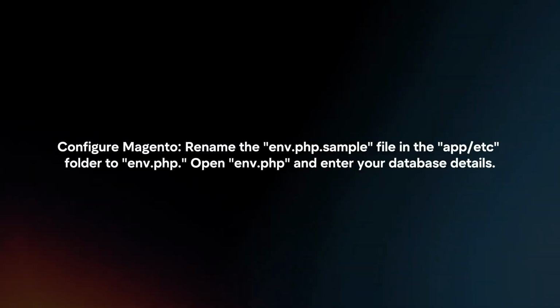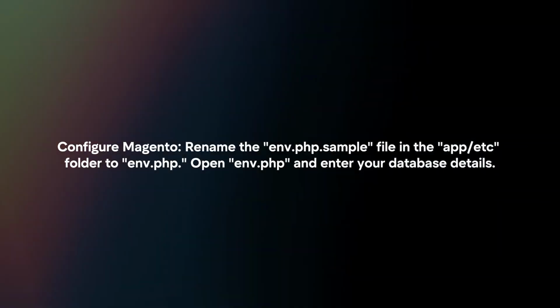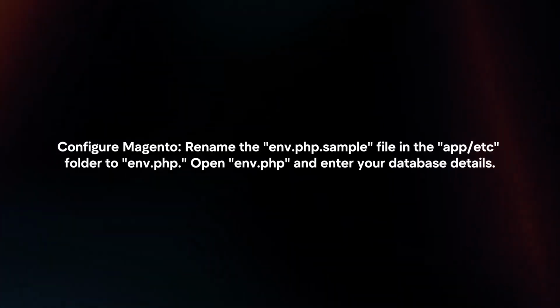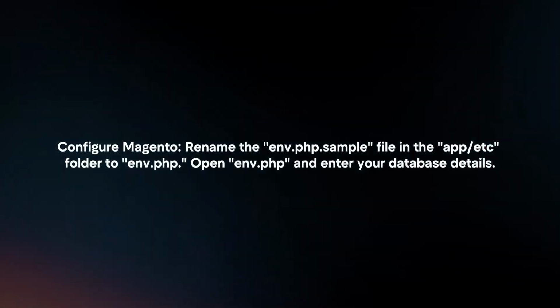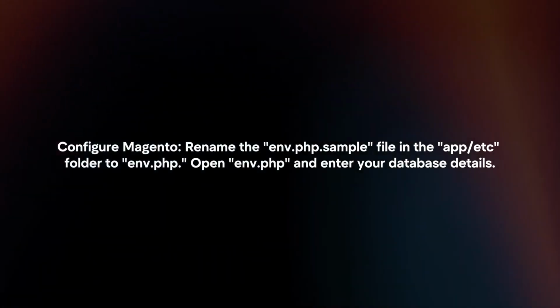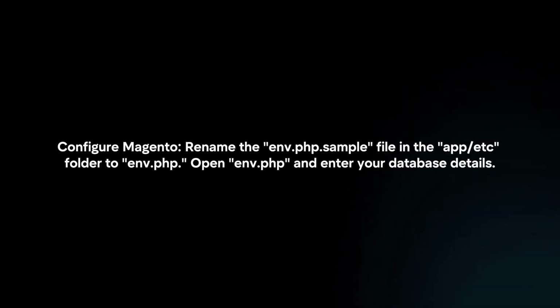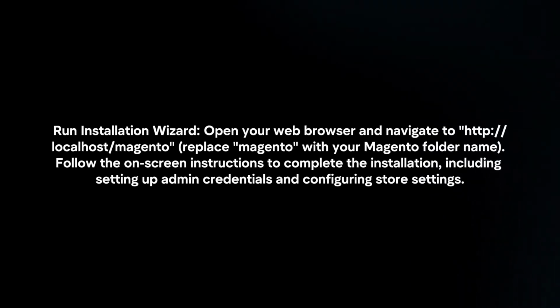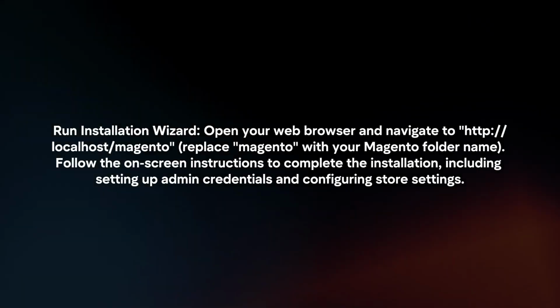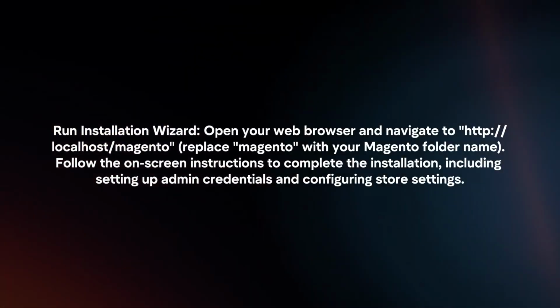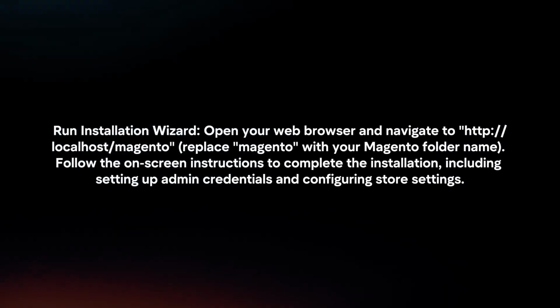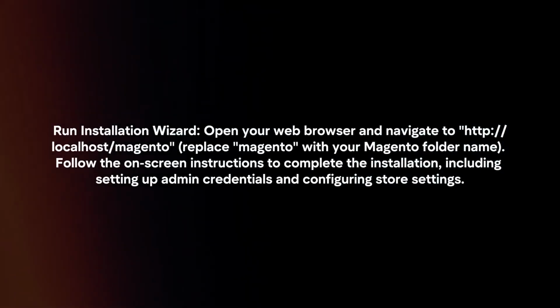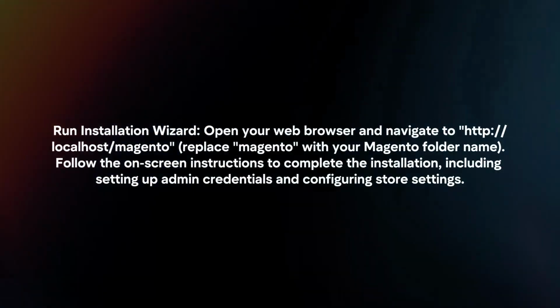Configure Magento. Rename the env.php.sample file in the app/etc folder to env.php. Open env.php and enter your database details. Run Installation Wizard. Open your web browser and navigate to http://localhost/magento. Follow the on-screen instructions to complete the installation, including setting up admin credentials and configuring store settings.